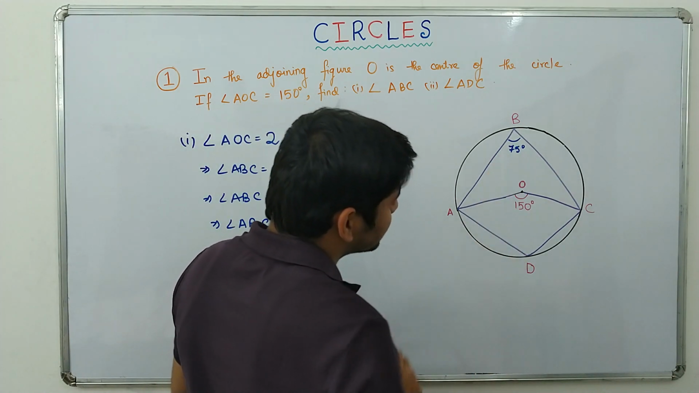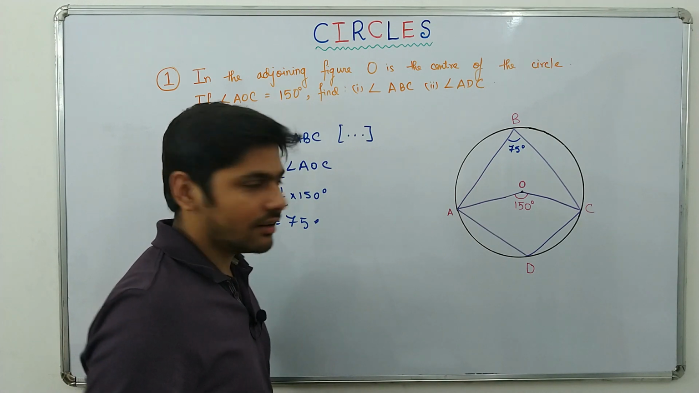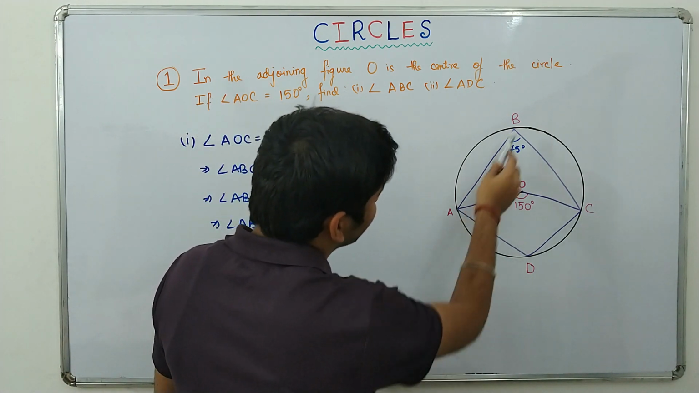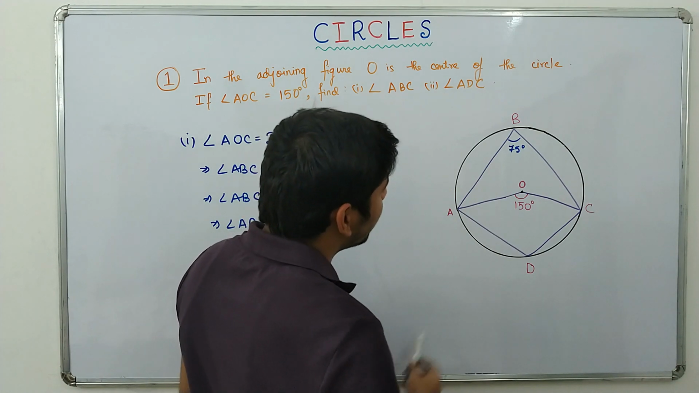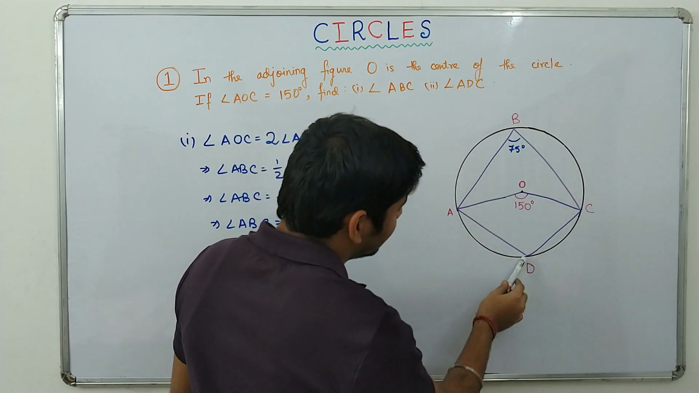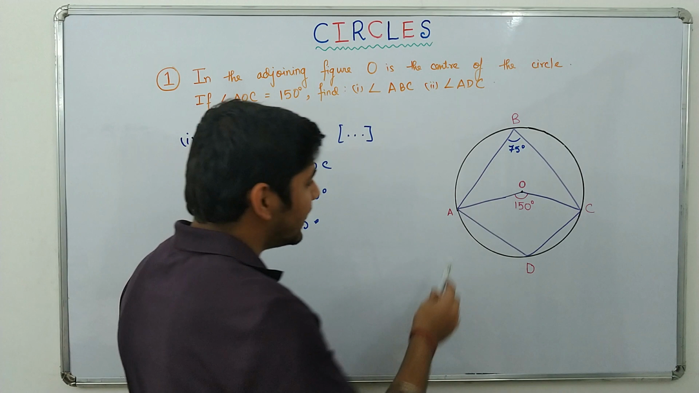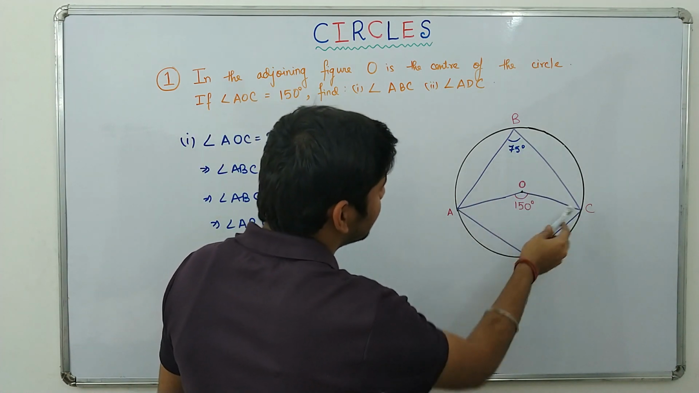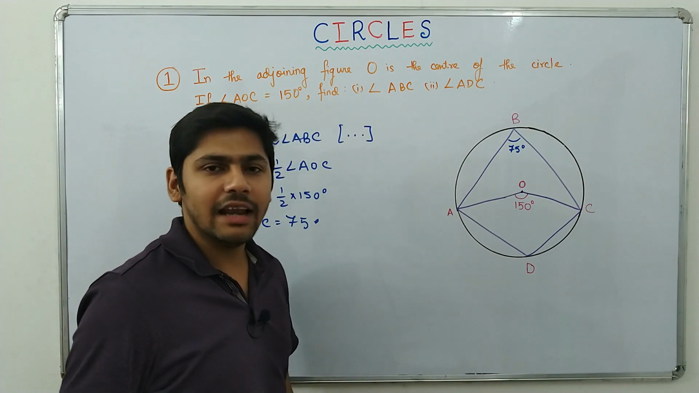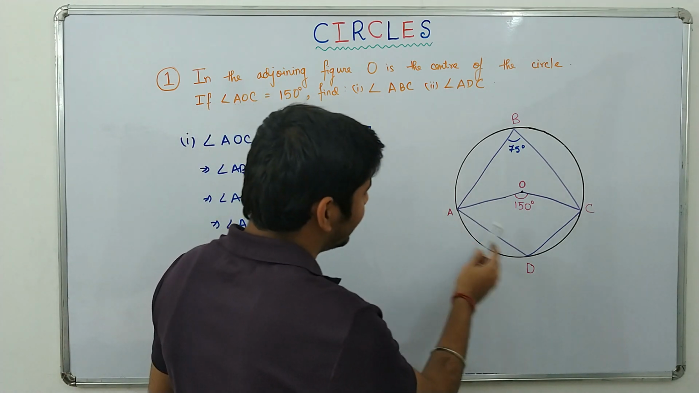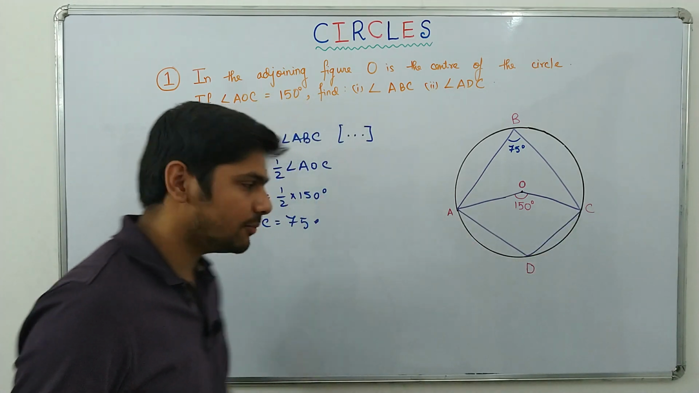They are both opposite angles of a cyclic quadrilateral. The cyclic quadrilateral is ABCD. So the sum of angle B and angle D will be 180 degrees. So we get angle ABC plus angle ADC is equal to 180 degrees, and using that we can find angle ADC. So let's do that.